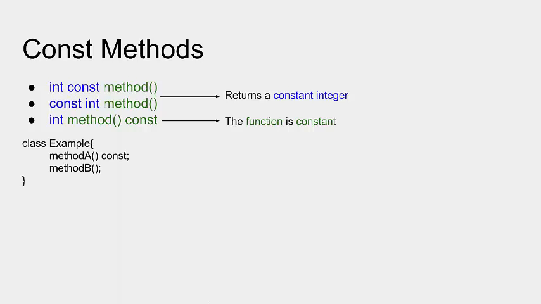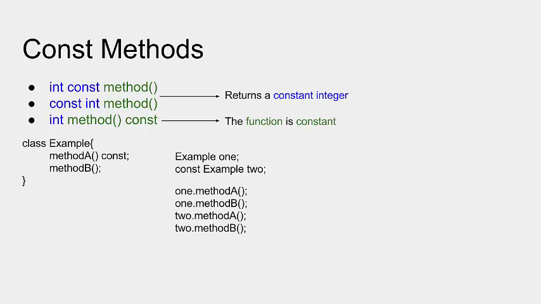Let's say I have a class called example, which has method A, which is constant, and method B. Let's go ahead and declare two of those in our main. Example 1 and constant example 2. One of these 4 lines will throw an error. Which one do you think it is?